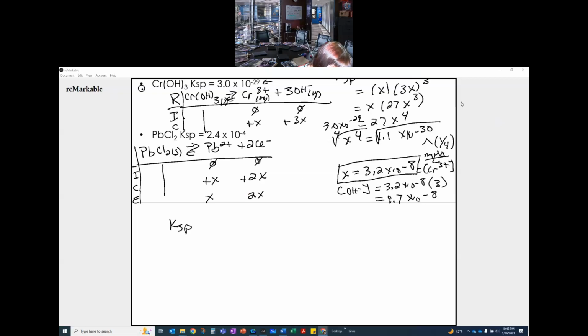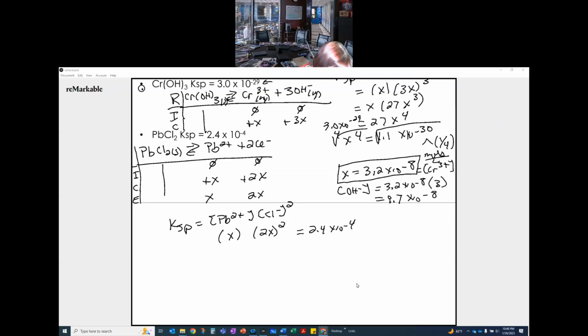So if my Ksp is equal to the concentration of Pb2 plus times the concentration of Cl minus squared, then this is going to be an x. That's going to be a 2x, and that entire thing is squared. Okay. I also know that that's equal to 2.4 times 10 to the minus 4th, because that's what they told me above. It said that the Ksp is 2.4 times 10 to the minus 4th, which is right here amongst all of my scribbling.